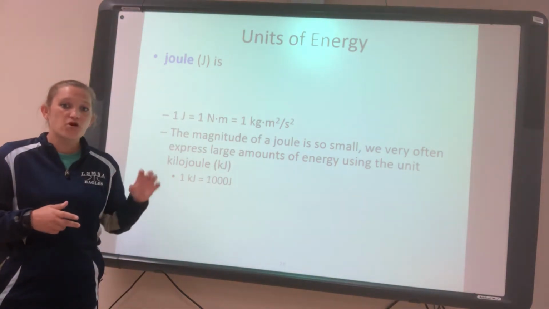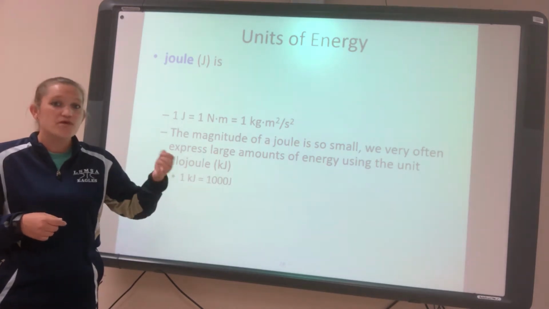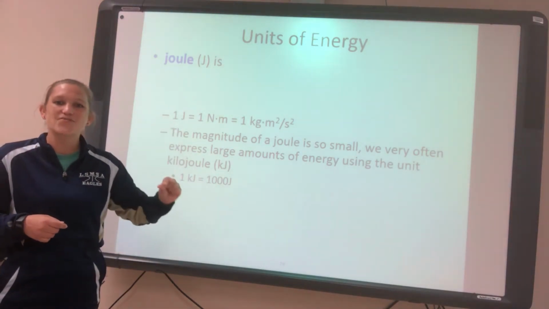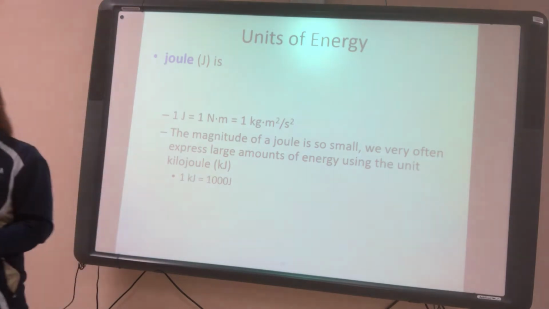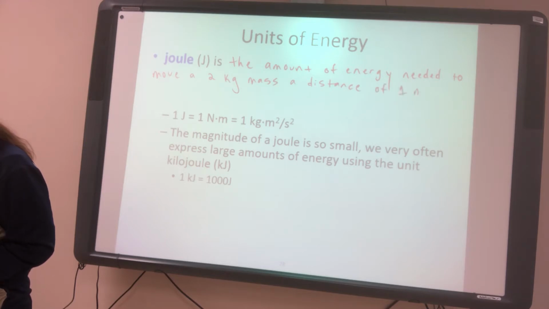So now most of our units actually have a definition. So think about, we had a definition for temperature and for volume, and we had one for energy in general, but we also have one for joule, like how exactly was that measured? So a joule is the amount of energy needed to move a 2 kilogram mass a distance of 1 meter.